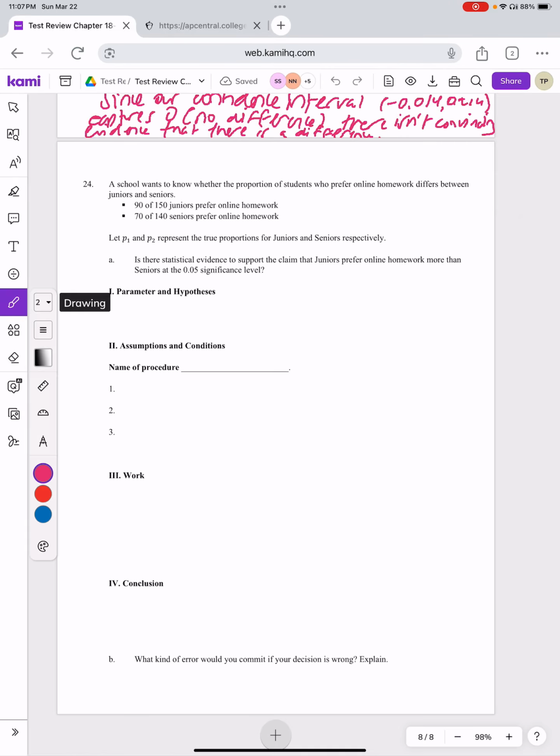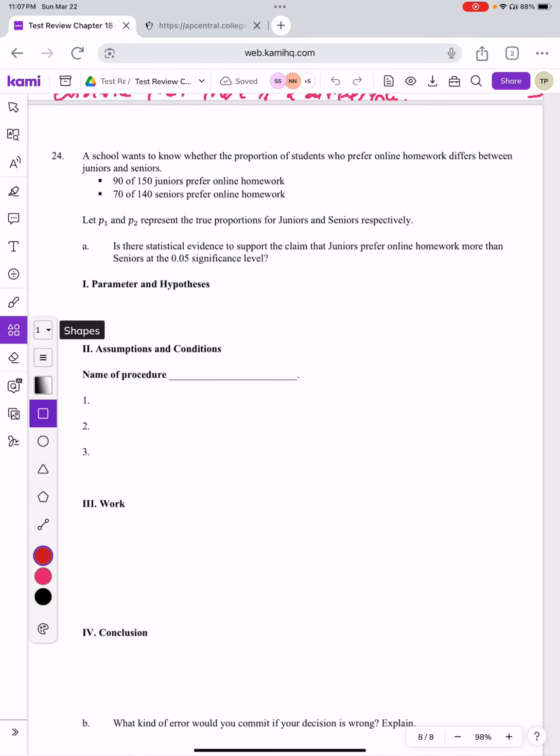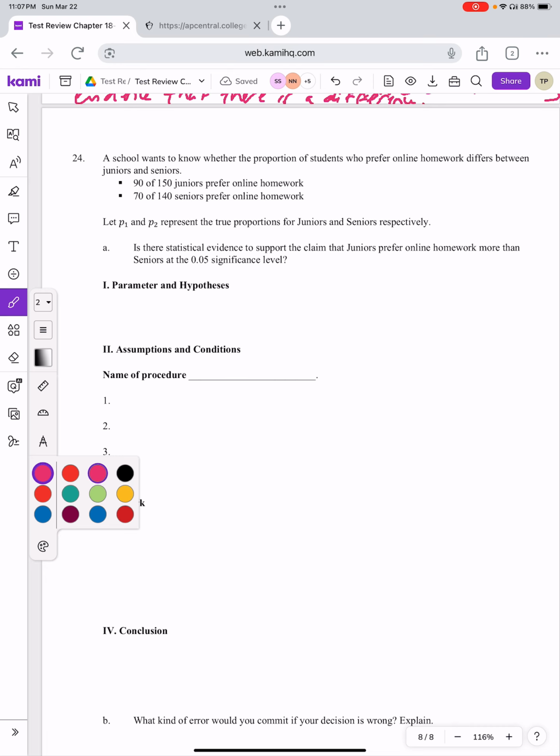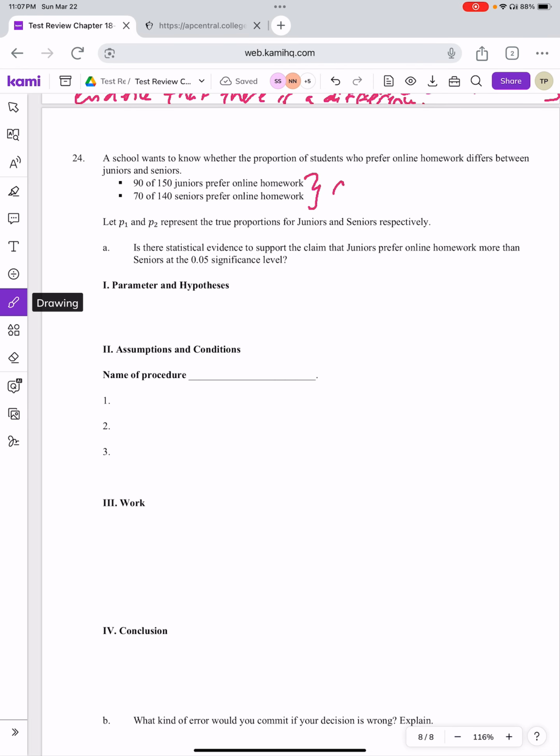So 24 is like the same problem as last time, so we're gonna use the same information. They never said it was random, so we need to be careful. We need to assume that they're random samples, and we have to assume that they're also independent of each other.